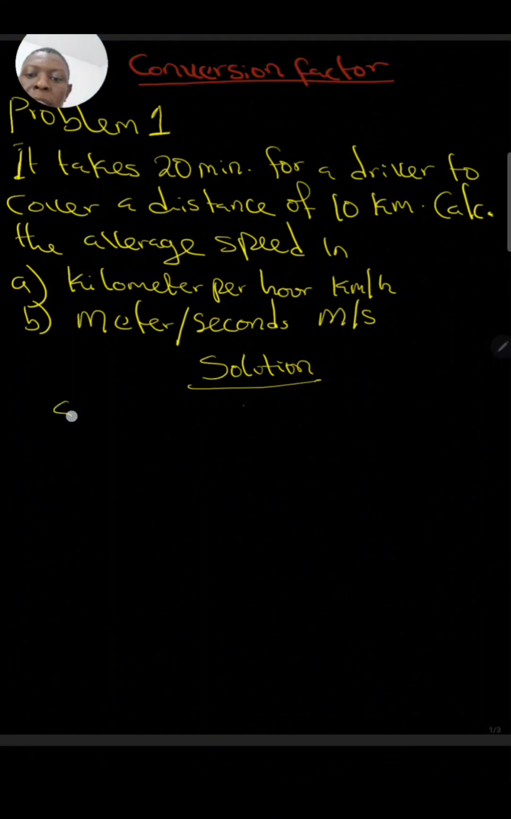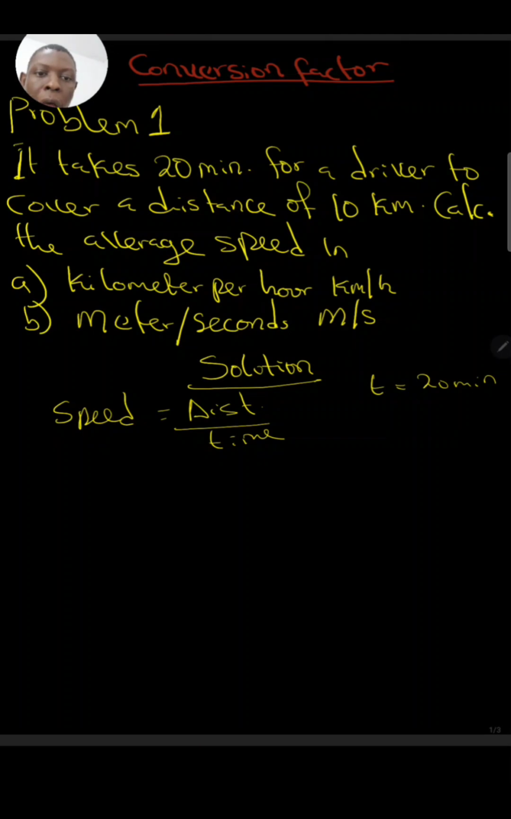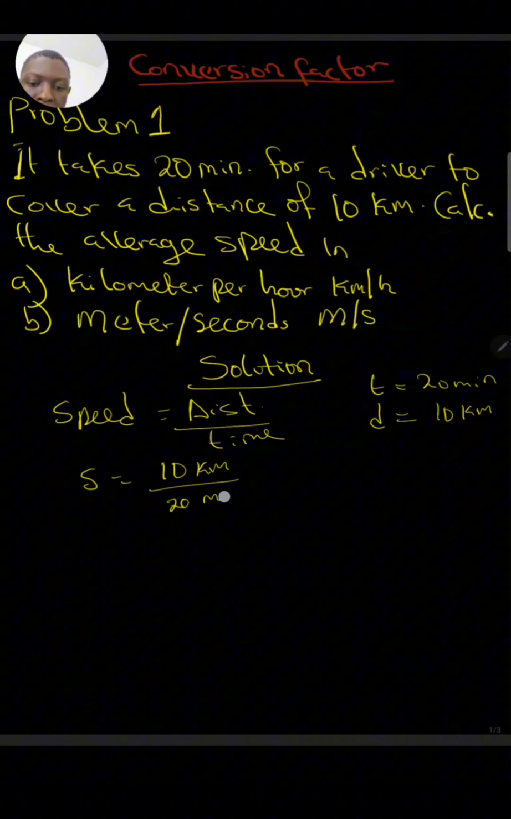We all know that average speed is equal to distance over time. Now, what are the units given to us? We have been given our time to be 20 minutes and our distance to be 10 kilometers. Fixing this in simply means that speed is equal to 10 kilometers over time. Our time is what? 20 minutes.